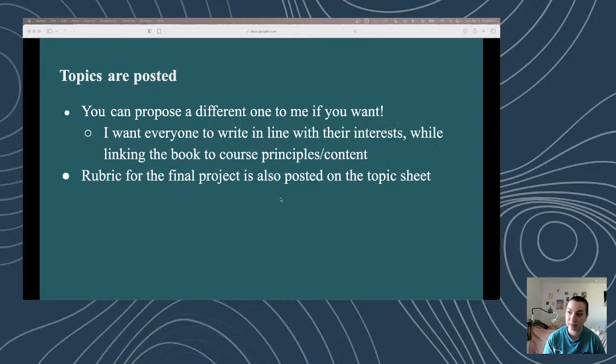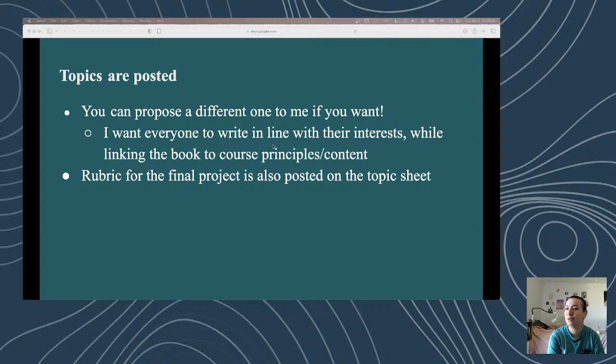And the topics are posted. I think I came up with almost 40. You could propose a different one to me if you want. Like I said, I want you to write in line with your interests. There are not just Kines majors in this class. On my online section, I have like the widest diversity of majors I've ever taught to. So try and find something that is in line with your interests. There's like principles of marketing and tons of different things, and psychology and A, B, and C.